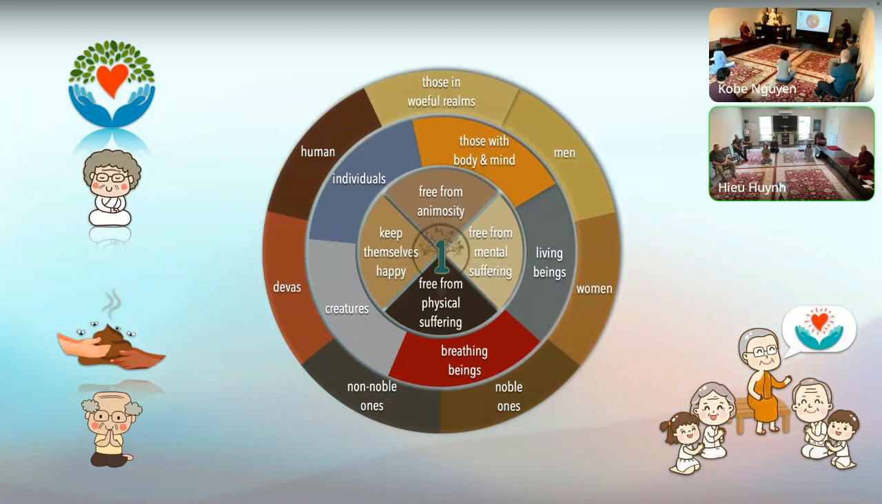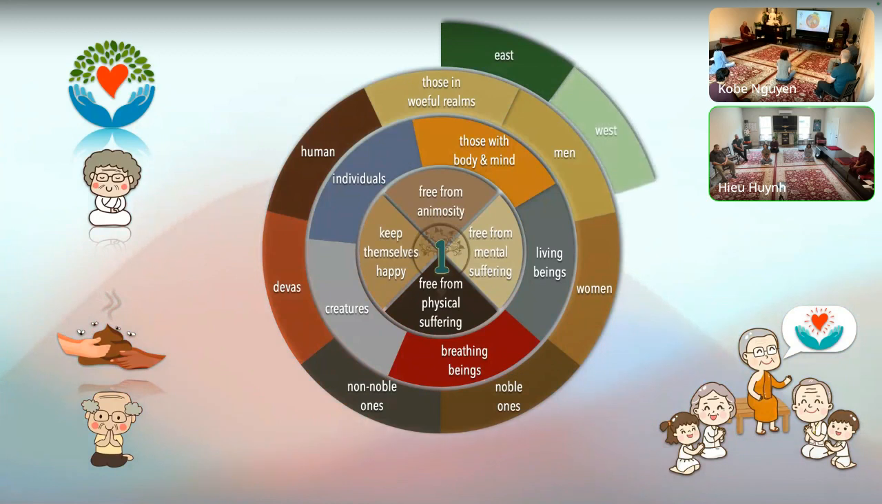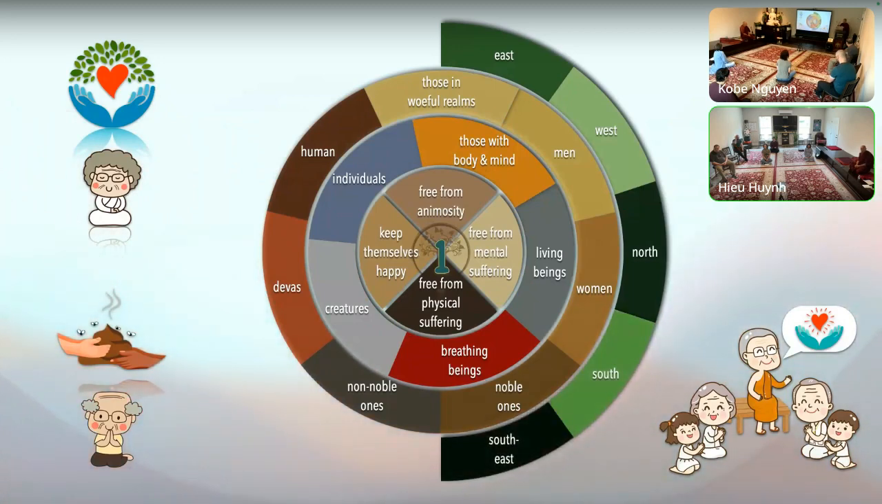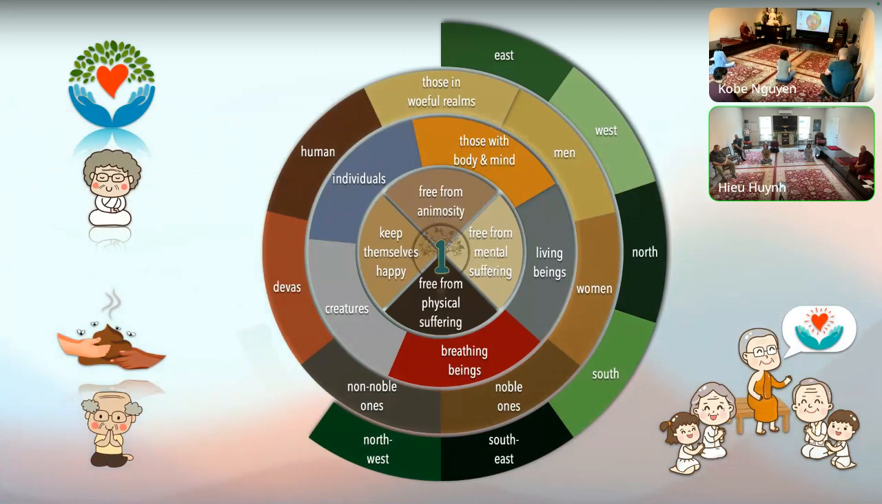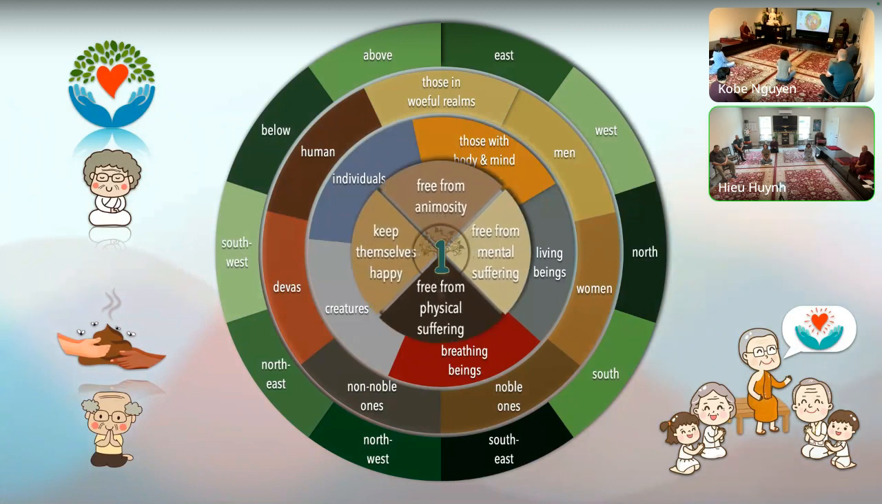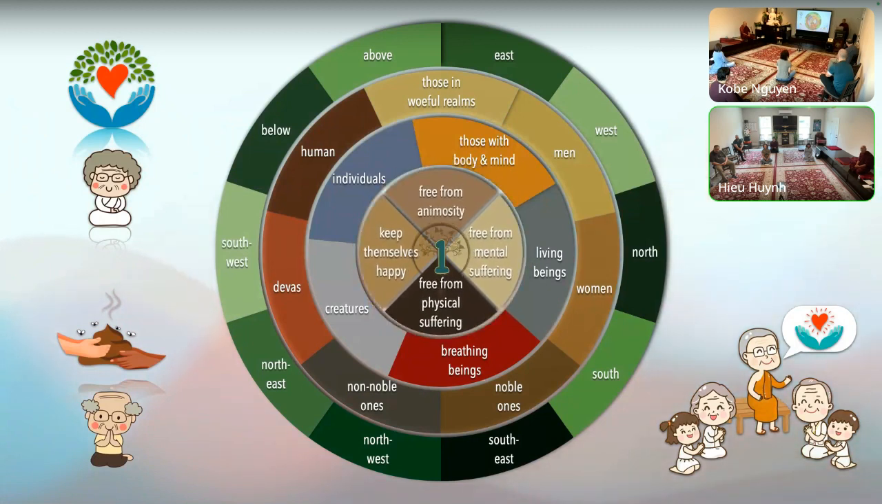And the third case is the direction. We have 10 directions: the east, the southeast, the south, southwest, west, northwest, north, northeast, above and below. So we have 10 directions, and each direction is multiplied by the 20 general and the 28 specific. Totally, we have 480 direction cases for loving kindness. In general, all of them together, we have 528 modes of liberation of the mind through loving kindness.